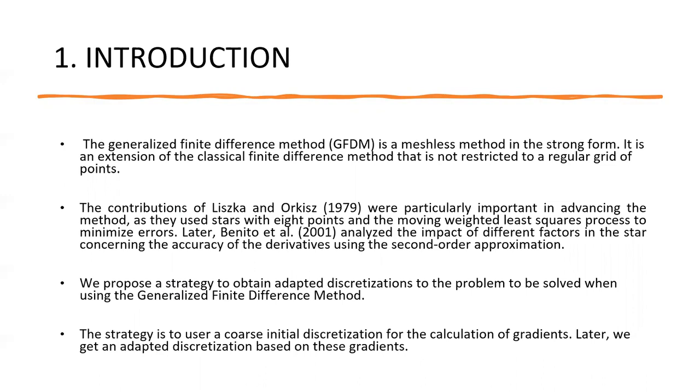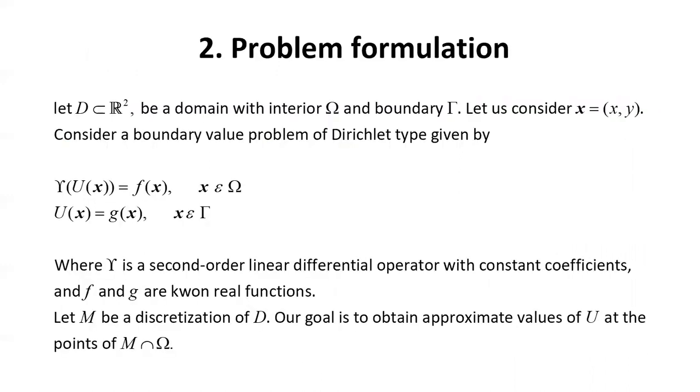We propose a strategy to obtain discretizations adapted to the problem. The strategy consists of using a coarse initial discretization for the calculation of gradients. Later, we get an adapted discretization based on these gradients. Consider the boundary value problem. In the first line, we have the differential equation, and in the second, we have the boundary condition.